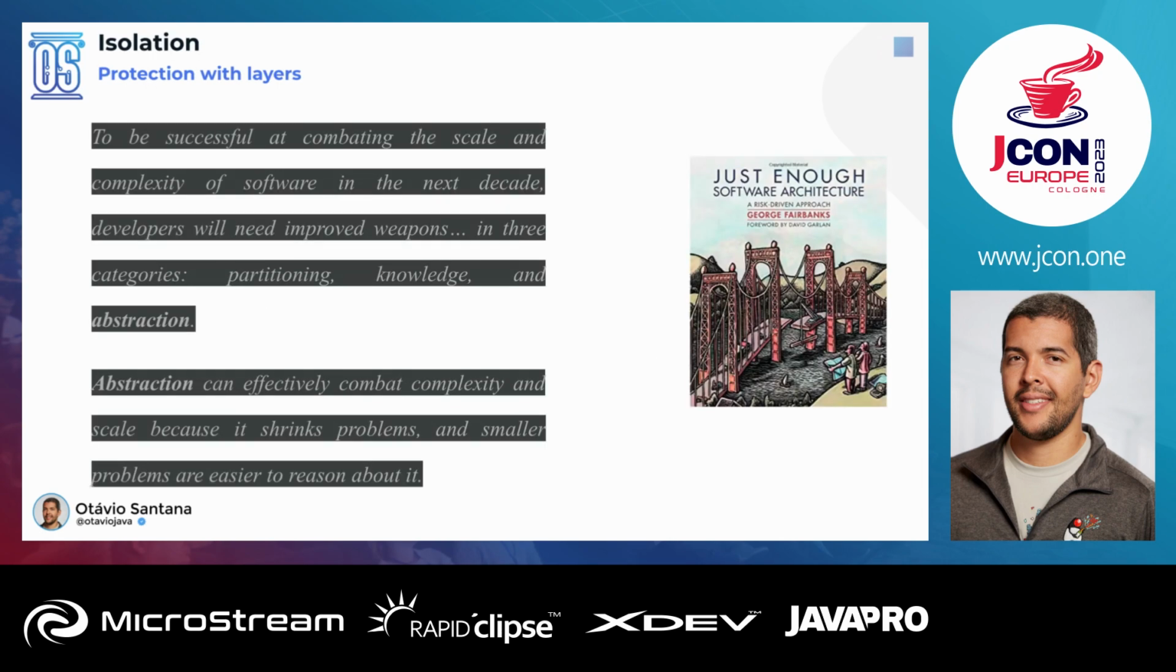The second one that I explained was isolation. There is this amazing book here, Just Enough Software Architecture. This book mentions abstraction as one way to fight against complexity. Abstraction can effectively combat complexity and scale because small problems are easy to reason about.